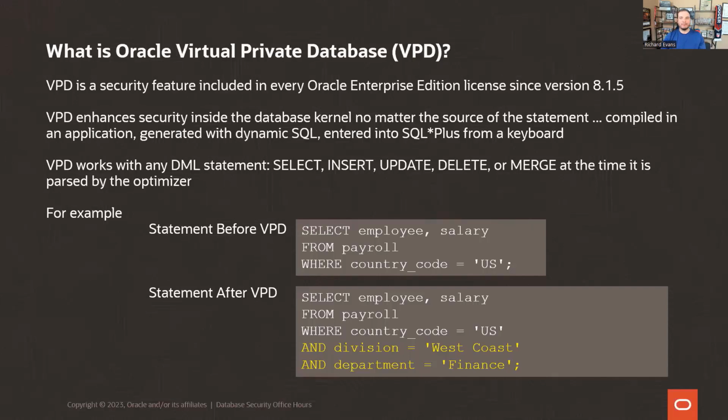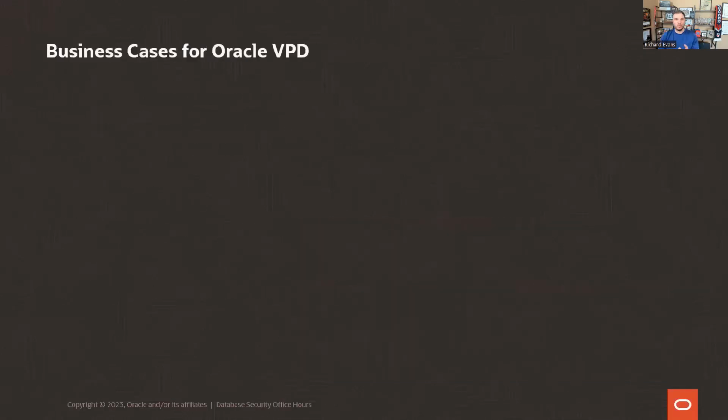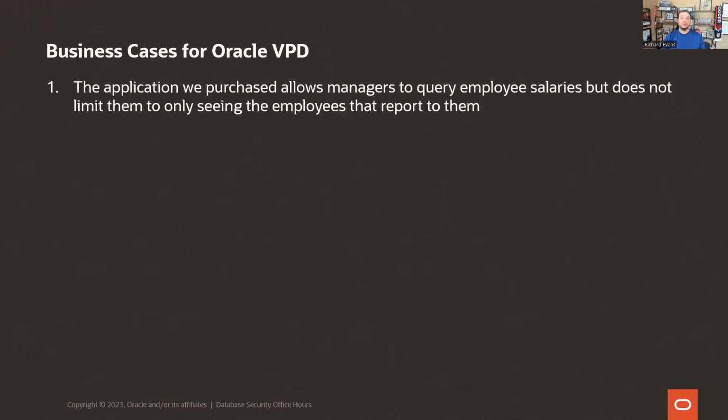And so when we talk about business logic, what we mean here are some of these business cases that we have with VPD. I could talk about the technology till I'm blue in the face, but you're like, well, how would I use it? What would I use it for? It sounds neat, but so in this same example, let's say the application that you bought or was developed for you allows managers to query employee salary, but it doesn't limit them to only seeing employees that report to them.